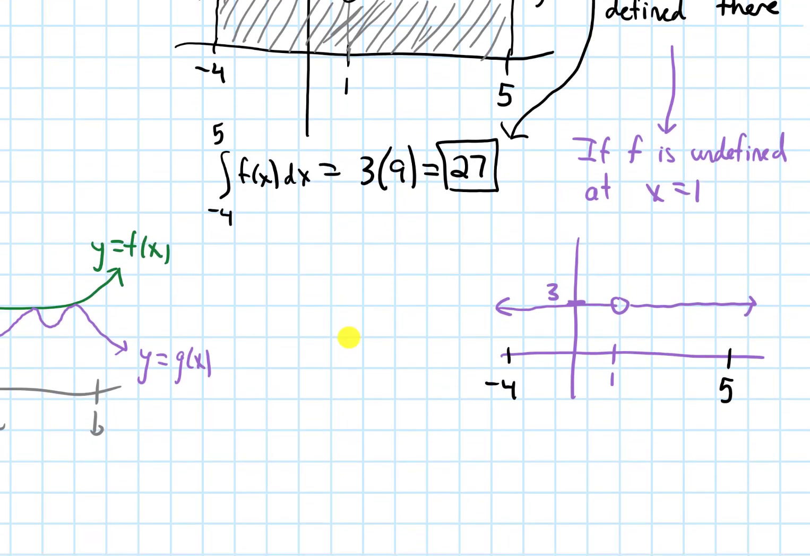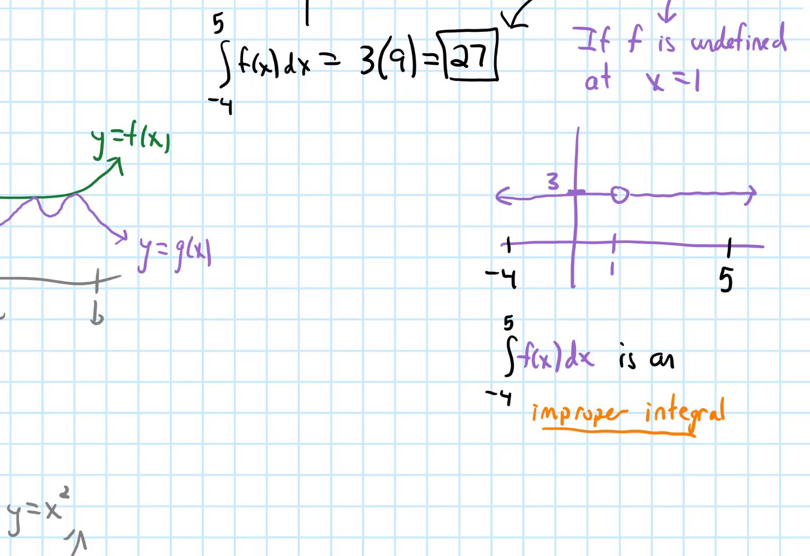and we talk about the integral from -4 to 5 of this new function, let me write it in purple, f of x dx, this is what's called an improper integral. It's an improper integral because there's some value of x in the interval between -4 and 5 for which this function is undefined. So right now we don't know how to handle these. You would see these in the next calculus course in Math 1B.